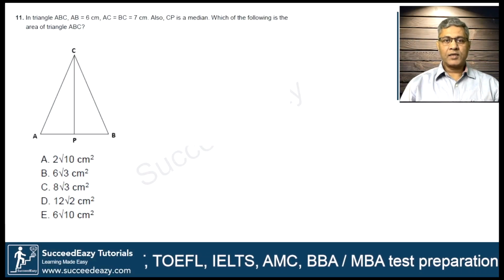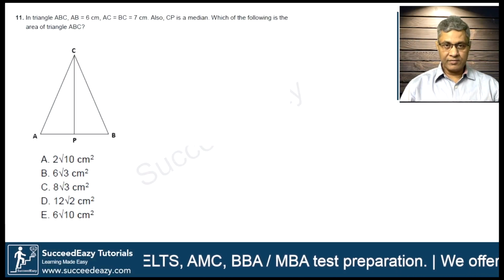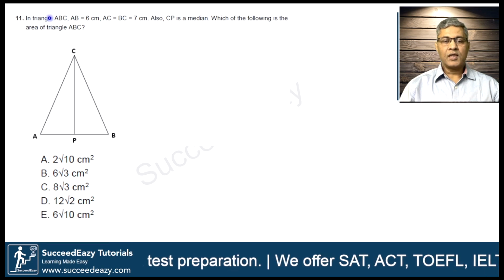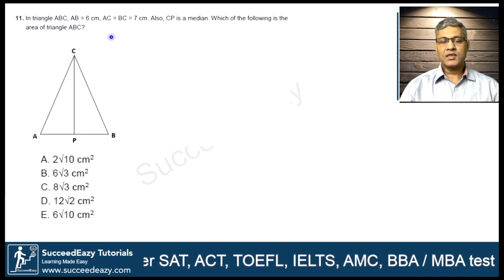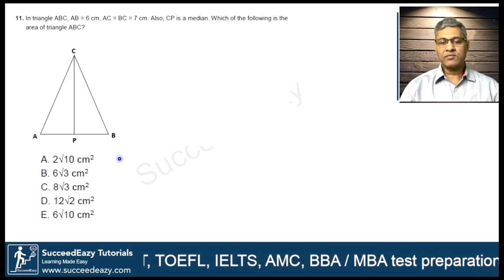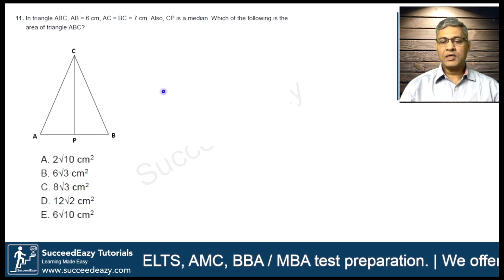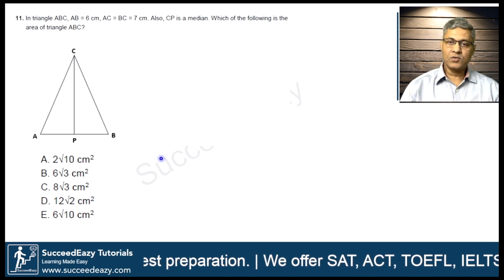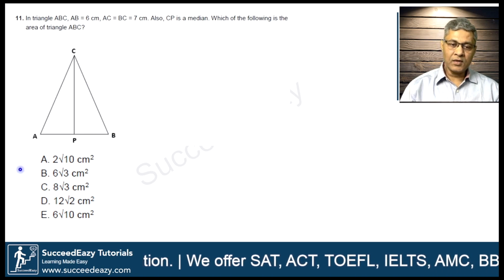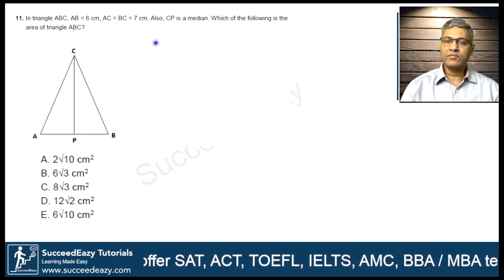All right, let's look at the next question. That is question number 11. The problem says that in triangle ABC, AB equals 6, AC equals BC equals 7 centimeters, CP is the median, and which of the following is the area of the triangle? All right, so you are required to find the area of the triangle given the required information.